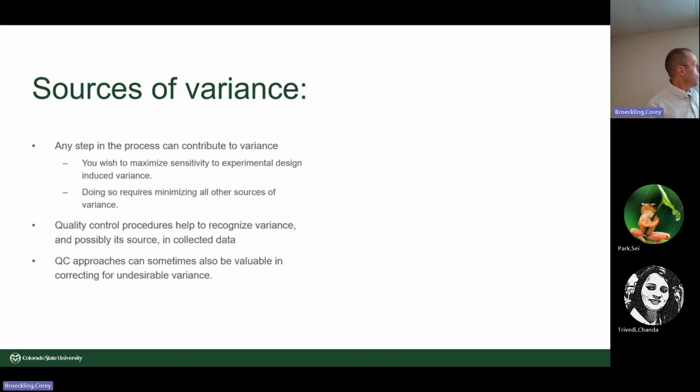These quality control procedures help because they enable us to recognize variance as it's occurring, potentially, and possibly to recognize the source of that variance if we have taken all of the proper steps to think about that. So these quality controls can also at times be used to correct for undesirable variance. If you recognize that your instrument sensitivity is declining by the 300th sample that you've injected, there are ways of correcting for that to a point.